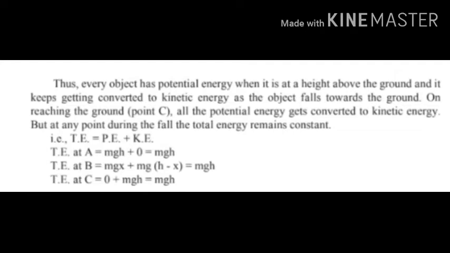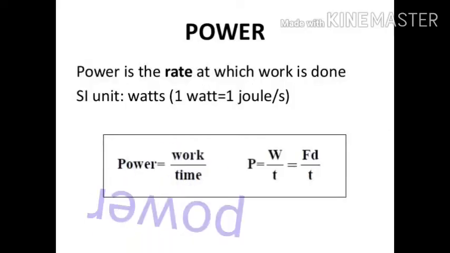On reaching the ground at point C, all the potential energy gets converted to kinetic energy, but at any point during the fall, the total energy remains constant. That is, total energy is equal to potential energy plus kinetic energy. Total energy at A is equal to mgh plus 0 is equal to mgh. Total energy at B is equal to mgx plus mg(h minus x), that is equal to mgh. And again total energy at C is equal to 0 plus mgh, that is equal to mgh.